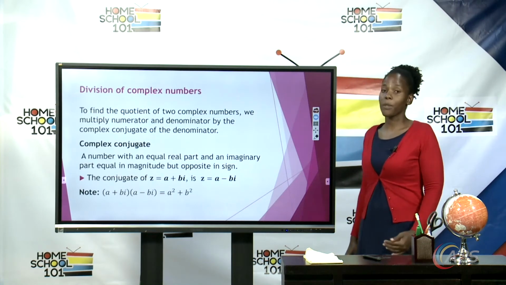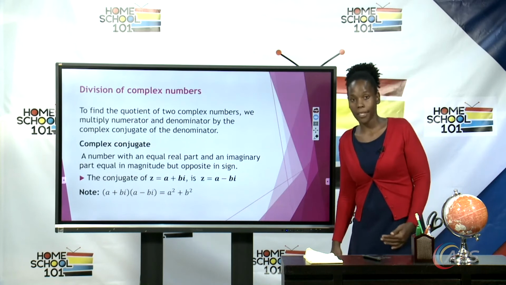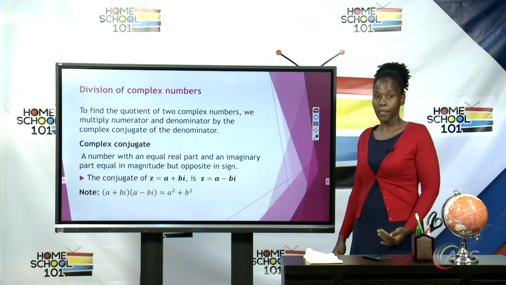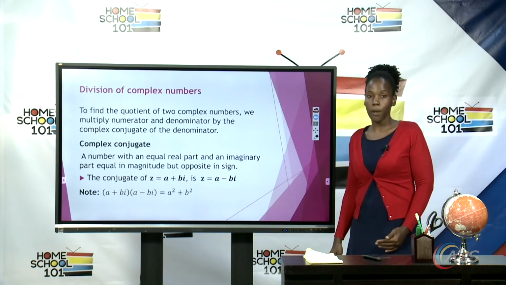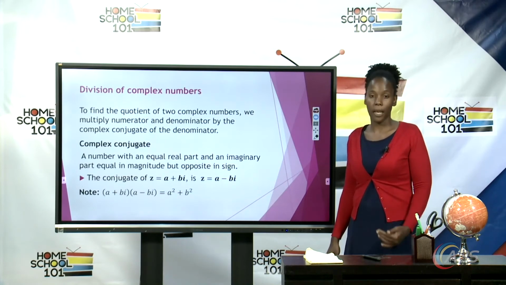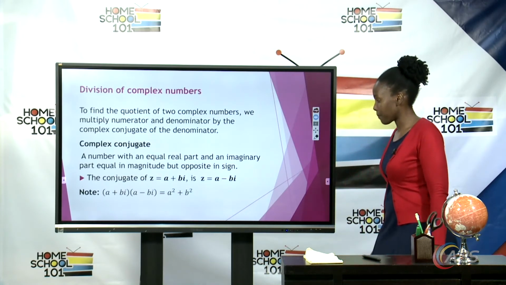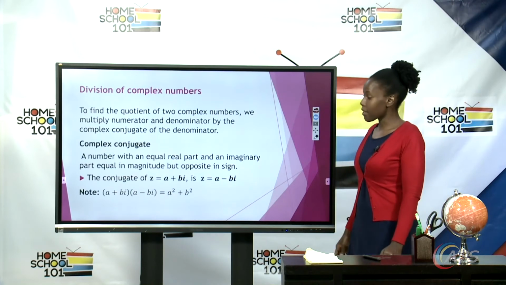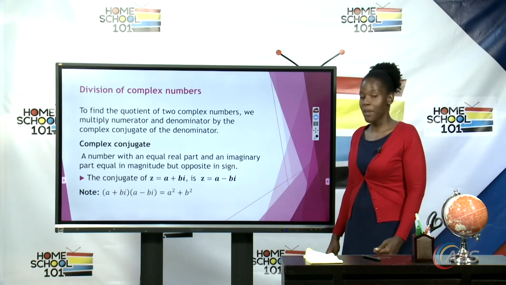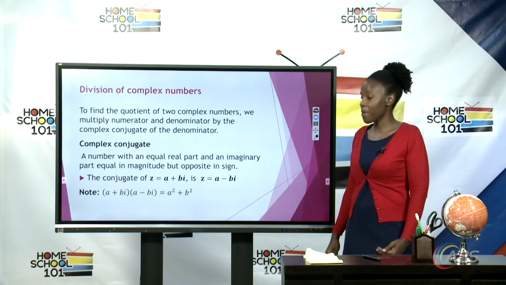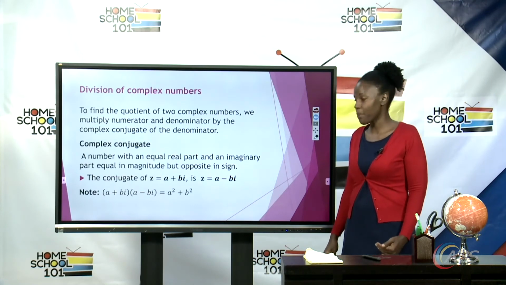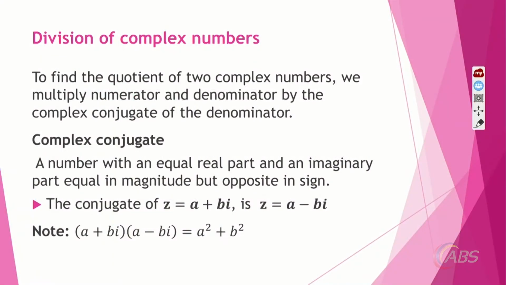So therefore, when we're speaking about a complex number and its conjugate, the real parts would be equal. The imaginary parts would also be equal, except the signs are different. So in this case, given z is equal to a plus bi, the conjugate would be a minus bi. So again, a is common to both. They are the same, bi as well. The only difference is the sign, which is negative.